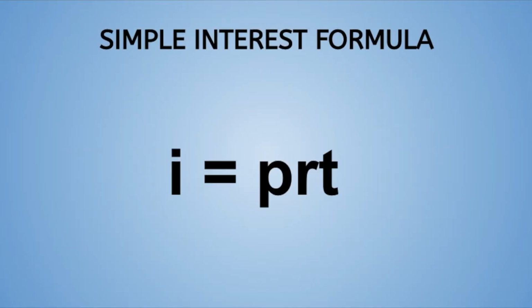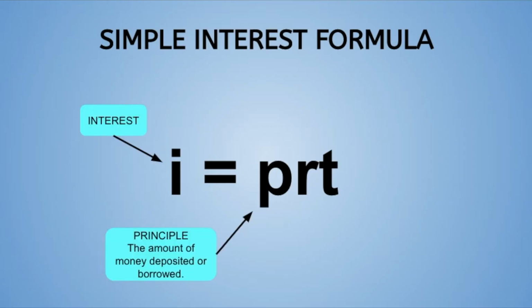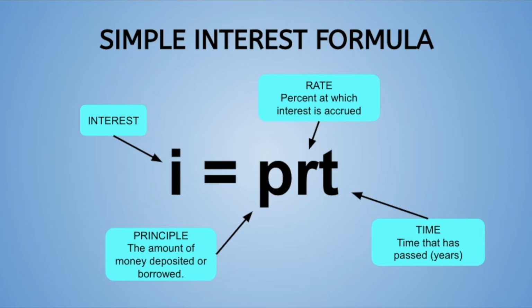We can determine the simple interest using this formula. I equals PRT. I represents the interest. P represents the principal, or the amount of money deposited or borrowed. R represents the rate, or the percent at which the interest is accrued. And T represents time. Years is the unit used for time.